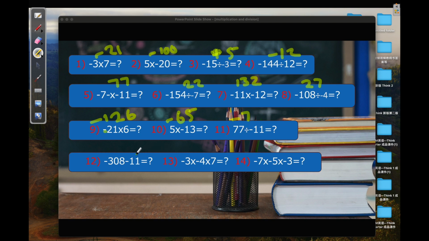Number 12 is 3,366. Number 13 is 84. Okay, this is 84. Number 14 is minus 105. So let me check to see if my signs are correct. Yes.